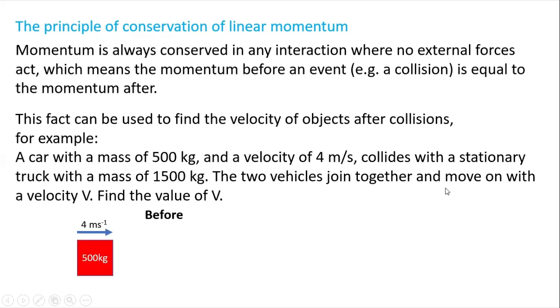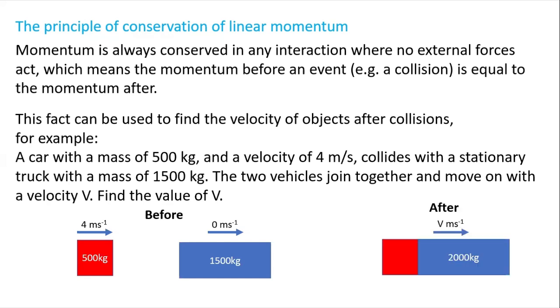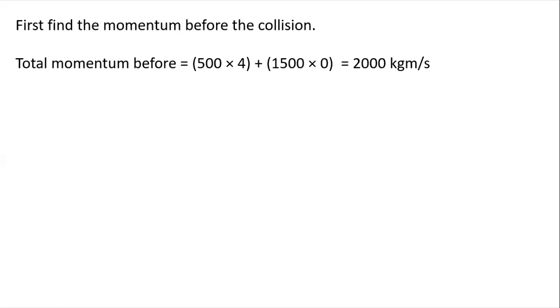Before, we see there is a 500 kg vehicle with 4 meters per second and a 1500 kg truck with zero velocity. After, both vehicles join together, the total mass is 2000 kg, and the velocity is v. First, find the momentum before the collision. Total momentum before is 500 times 4 plus 1500 times 0, which is 2000 kg meters per second.